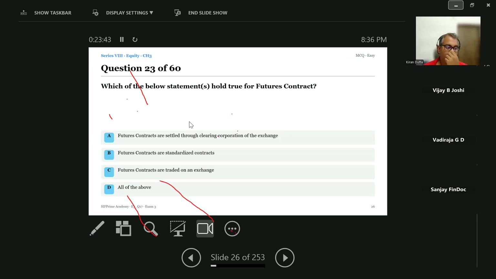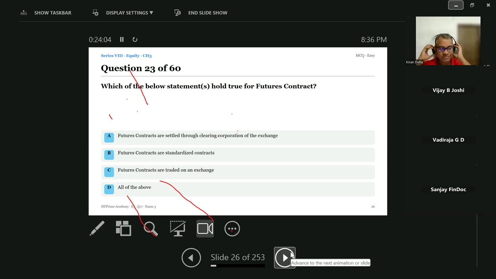Okay. Most of the times in NISM exams, whenever the question has the option "all of the above," the answer is all of the above. True. Yeah, the probability is corporation, exchange, standardized contracts, and traded on exchange. Most of the times when it is all of the above, it's all of the above.